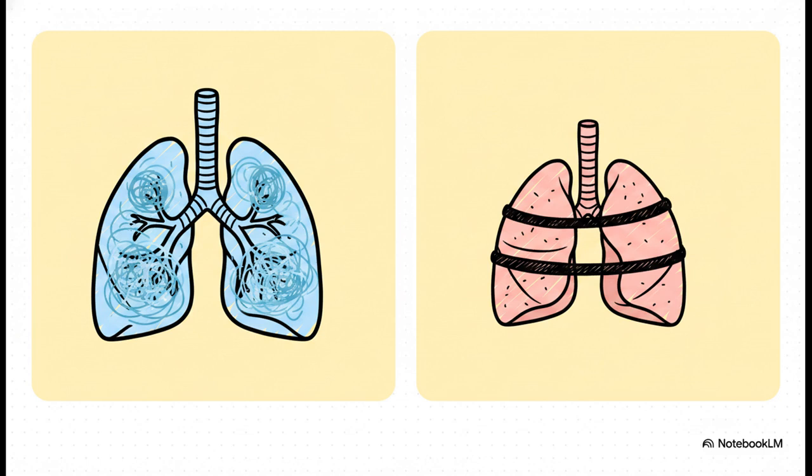Now compare that to the restrictive pattern. This is entirely an issue of stiff, non-compliant lung parenchyma or chest wall restriction. The lungs physically shrink in total volume. And because of this, both FEV1 and FVC drop in tandem. Since they're dropping together, the ratio actually stays normal or can even go up.